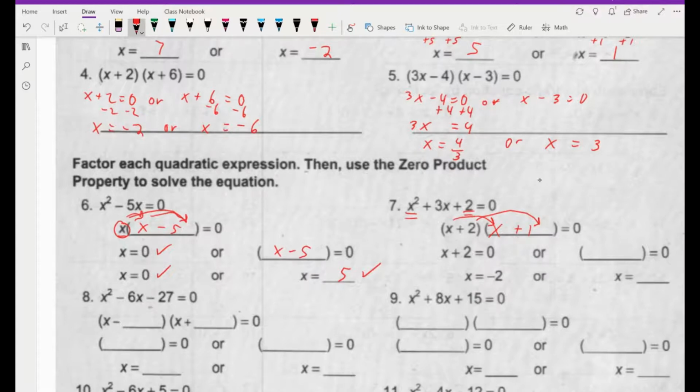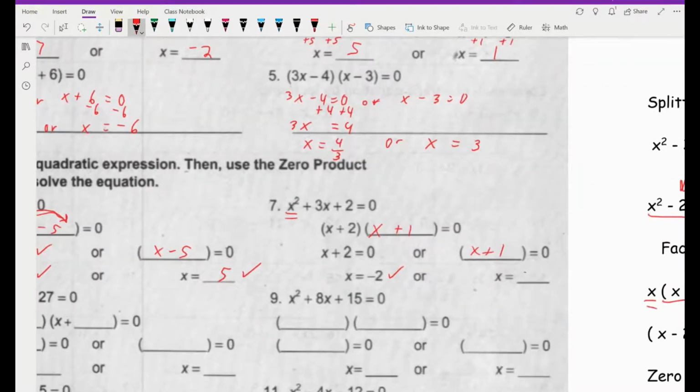Now we use the zero product property. We set x plus 2 equal to 0. We solve for x. X equals negative 2. Or x plus 1 is equal to 0. We subtract 1 from both sides, and x equals negative 1.